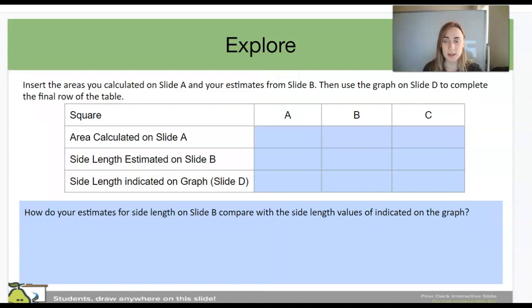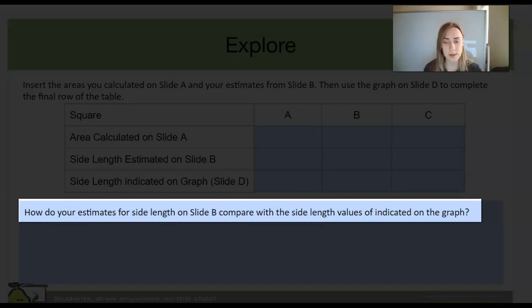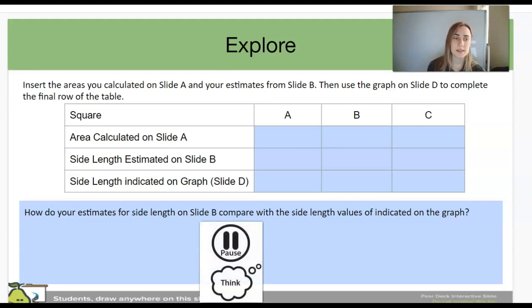And on slide E, you're going to insert the areas you calculated on slide A and your estimates from slide B, and then use the graph on slide D to complete the final row of the table. So you're looking at how did your calculation on slide A compare to your estimate on slide B, and then to your prediction based on your graph on slide D. And then once you've filled in the table, you're going to answer the question, how do your estimates for side length on slide B compare with the side length values indicated on the graph? So take some time to fill out this slide.